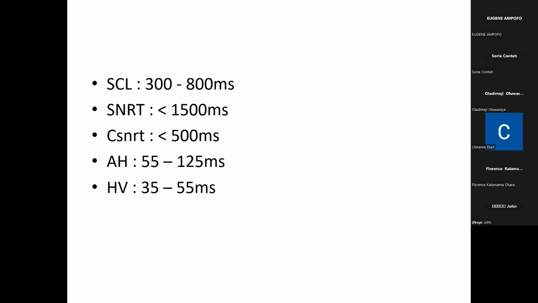Yes, sir. Okay, so as I said, the AH will test the property of the AV node, the HV will test the property of the His bundle. Any prolonged AH interval will simply mean that the patient can either have Mobitz type 1, that's Wenckebach, or first degree AV block. Any prolonged HV will mean that the patient will likely have a high degree AV block, which is either Mobitz type 2 or third degree AV block. So those are the patients that should get a pacemaker.